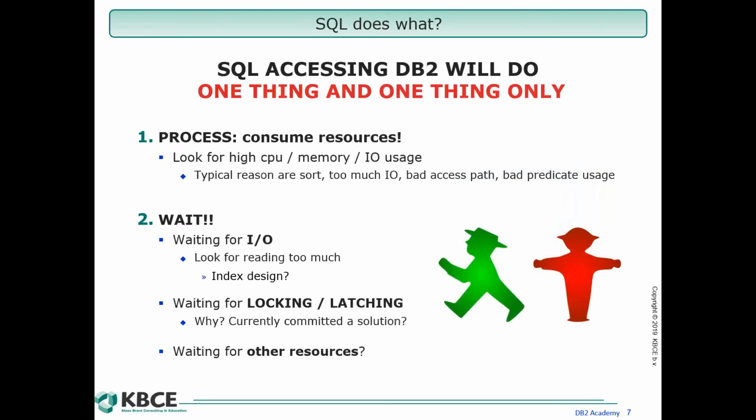let's analyze a few things. DB2, what does DB2 do? DB2 processes SQL. And if you're accessing DB2 using SQL, it will do one thing and one thing only. It will either process what you are doing, and therefore it's consuming CPU, memory, IO. And you must make sure that your server is in good shape. And I would like to point back to the previous show, show number 209, where I talked about getting your server into good shape.